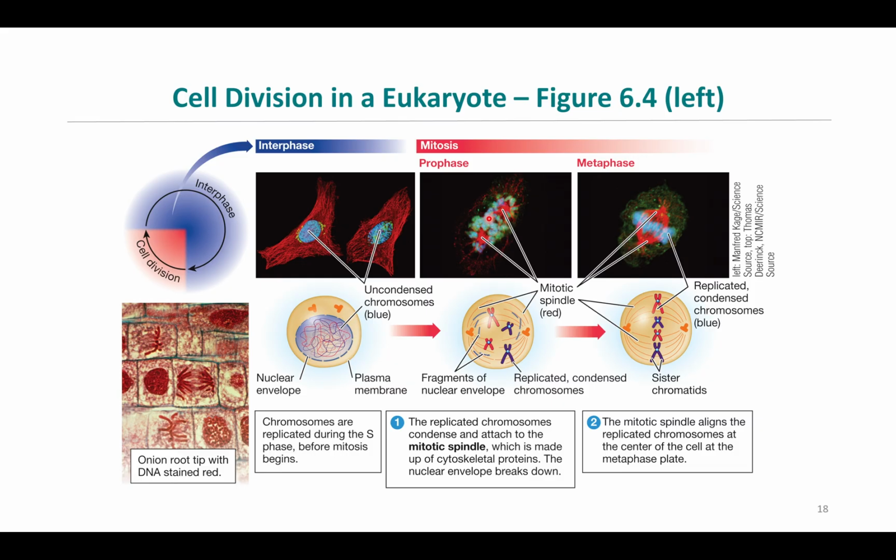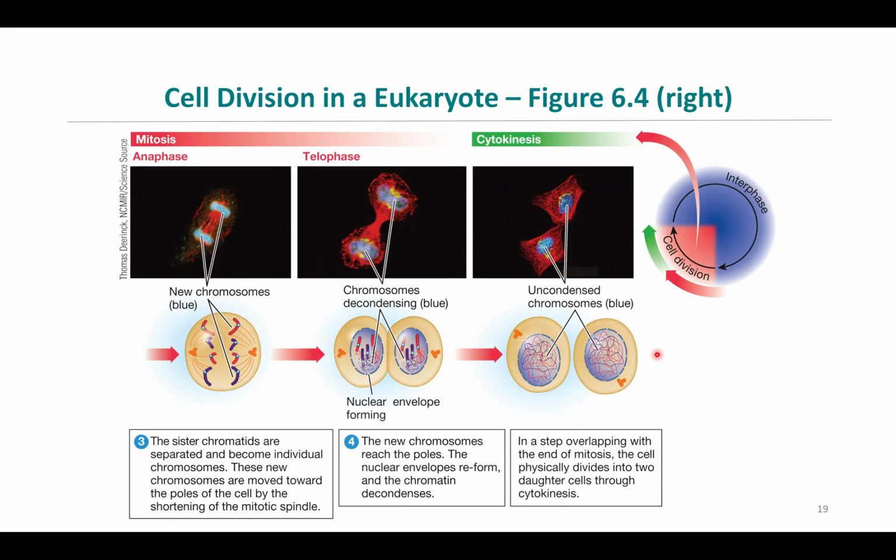Now during the metaphase, in this picture, these blue regions are the condensed chromosomes, and these red lines are the spindle formation. Now you can see in the metaphase, all these chromosomes are aligned in the middle of the cell, and the spindle is attached to the center of the chromosome, or the centromere.